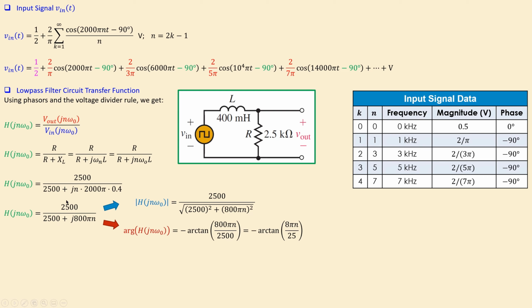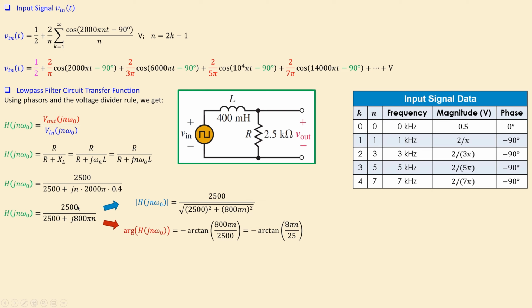Now, the phase contribution of the numerator is 0 because it is a pure real expression. The phase contribution of the denominator is determined by the real value and the imaginary value. Since the imaginary value will change as n changes, the phase will change, and that's given by this.